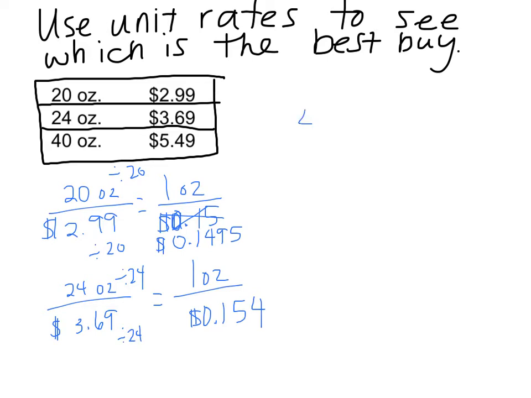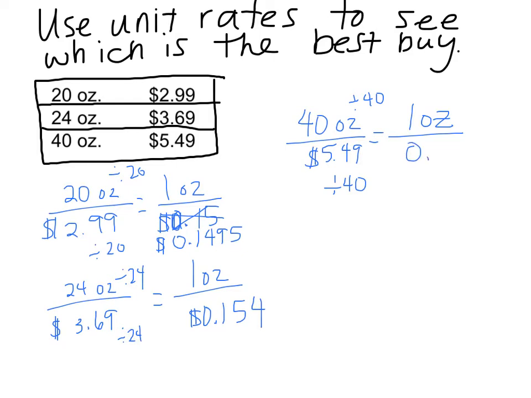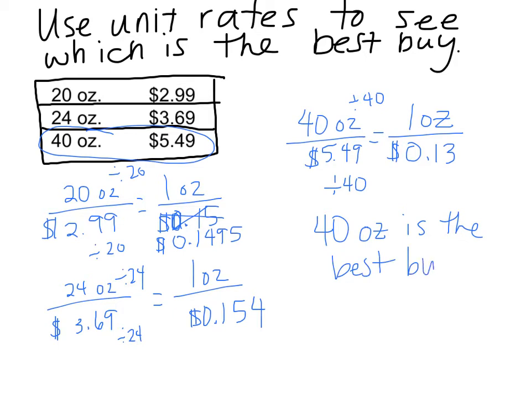Then I'm going to do the third one, 40 ounces over $5.49. And I want to know how much is 1 ounce. So I divide by 40, divide by 40. So I do 5.49 divided by 40 in my calculator, and I get 0.13. And so I can see that the last one has the best value. So you need to somehow mark on your test 40 ounces is the best buy. You have to tell me which one is the best buy.